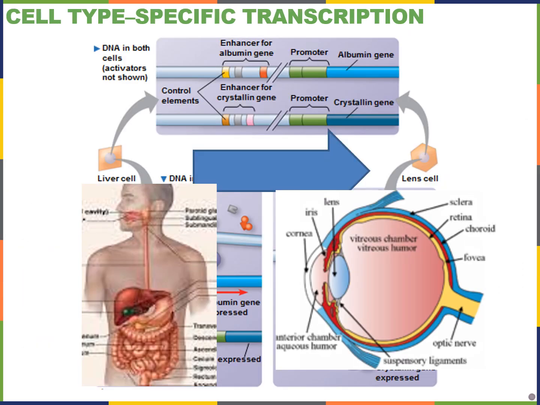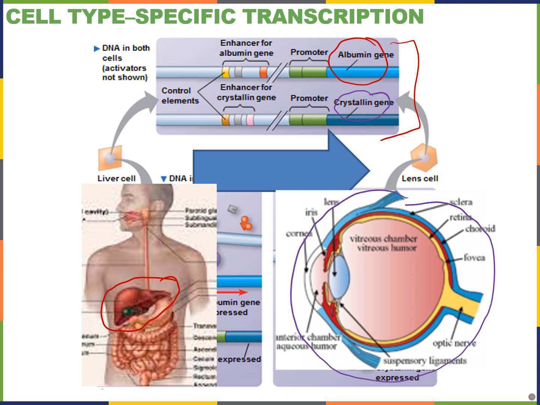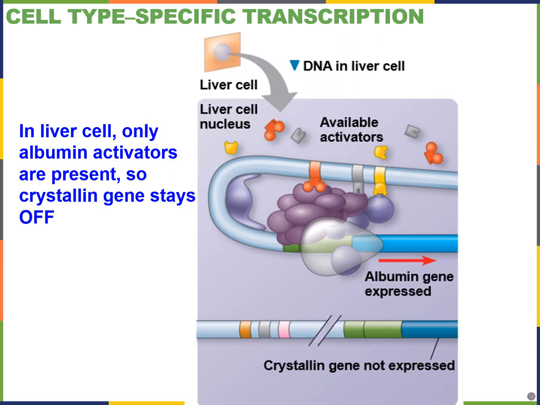So more specifically, I just wanted to show you a picture. Here's my liver, and in the liver, again, I have both genes, but I only want to turn on this one. In contrast, here is my eye, and the crystallin gene is expressed to produce the protein within our lenses. So I want only the crystallin gene to be expressed here, even though both genes are present in the eye. It turns out that how we regulate expression of the genes is through the specific activators that are present in each type of cell.